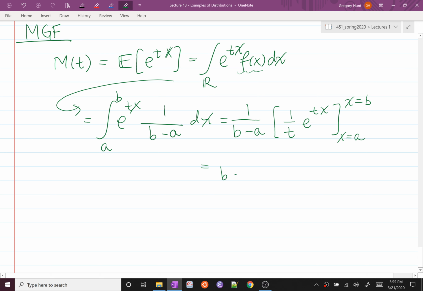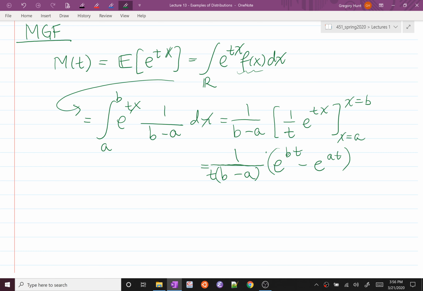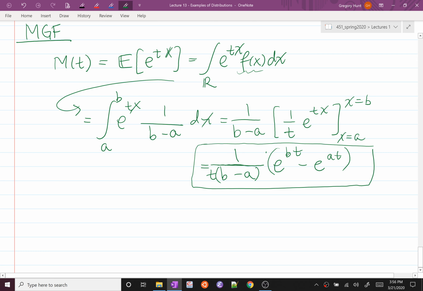So what do I get? I get b minus a. I can pull out that 1 over t, let's put that t in the basement there, because that's common. And then I get e to the bt minus e to the at. And that's the MGF. There are different ways of writing it, but that's kind of how you see it. It's 1 over t times b minus a, e to the tb minus e to the ta.